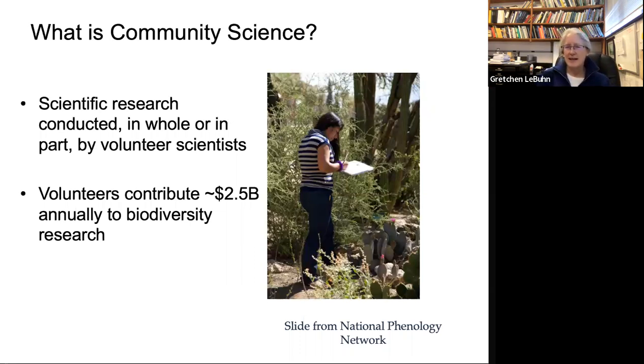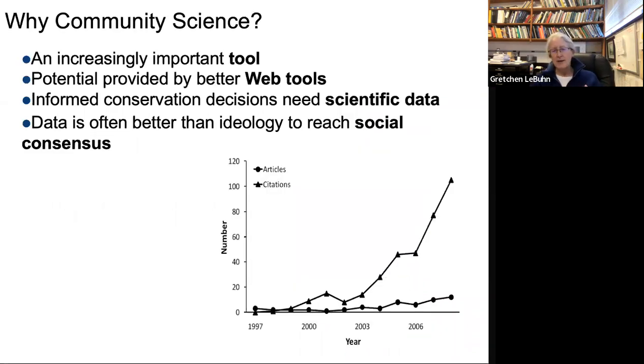So community science, which sometimes gets called citizen science, I like the definition where we call it scientific research that's conducted in whole or in part by volunteer scientists. And when people have estimated the value of this work to science, we find that volunteers contribute about $2.5 billion in labor annually to biodiversity research. And that's pretty phenomenal. So why might you participate in community science, and why might scientists engage? We're finding that it's an increasingly important tool, and I'll go over some reasons why.